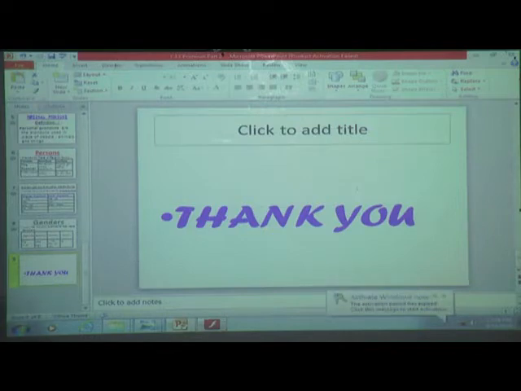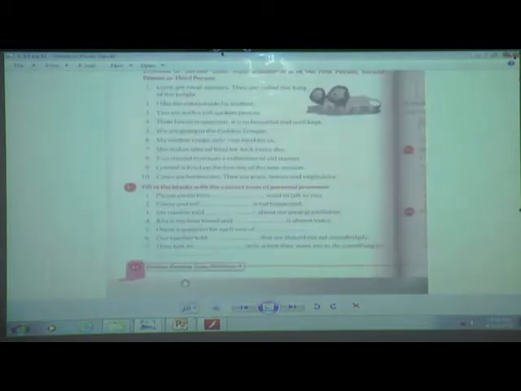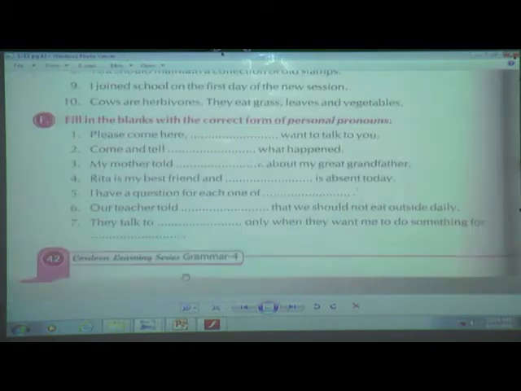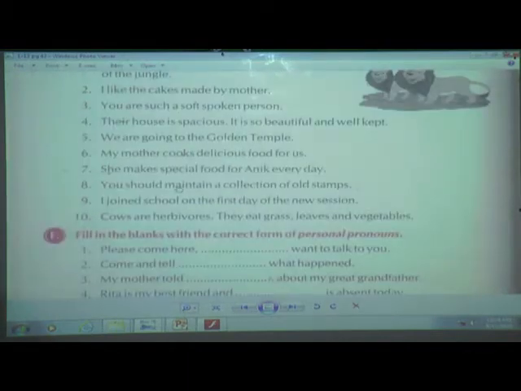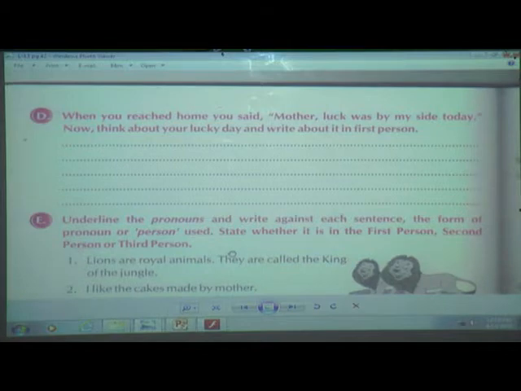Open page number 42, Fun with Grammar book, exercise D. I hope that you have a pencil with you. Whatever I have taught you now: personal pronouns, singular and plural pronouns, and genders. I have told you there are some pronouns which you have to learn by heart. So when we are solving this, you have to refer to those tables which I have told you to make it a star. So are you ready, students? Page number 42, exercise D.